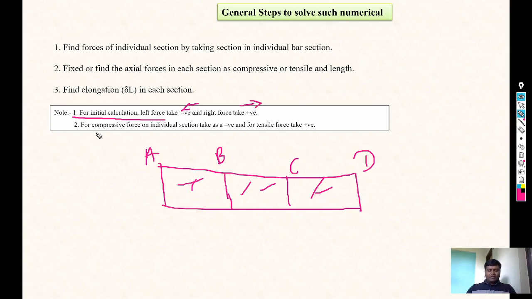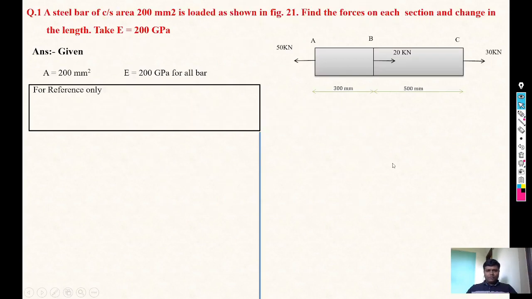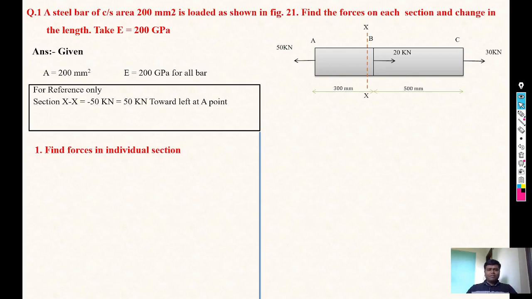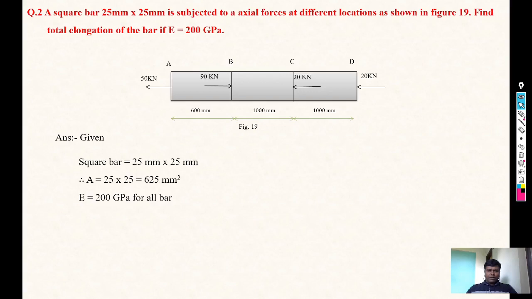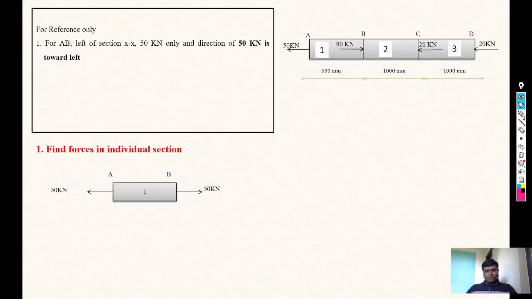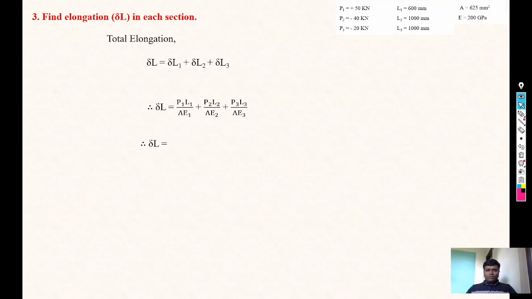After the calculation of individual forces in each section, we will consider compressive force as negative and tensile force as positive for the calculation of total elongation. We have already discussed this in the previous video. Just go through it. These are some numericals we discussed in the previous video, and I will give the link of that video in the description box. The link is available in the description box. Just go through that video.